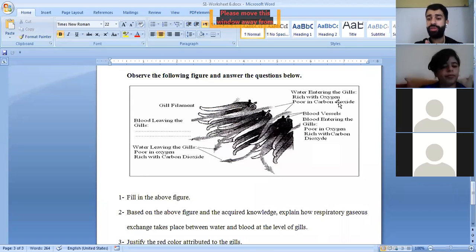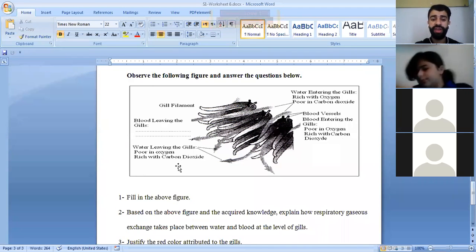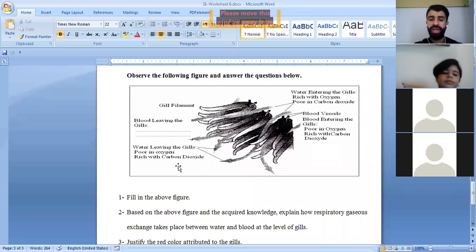Same for carbon dioxide. So the water entering the gills contains a low amount of carbon dioxide, while leaving, it becomes rich in carbon dioxide. Why? Because the fish gets rid of the carbon dioxide found in it. Okay, so blood entering the gills is poor in oxygen and rich in carbon dioxide.